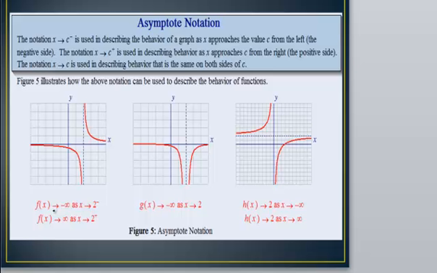So in this one, f of x approaches negative infinity, that means y gets smaller, as x approaches 2 from the left. So as x approaches 2 from the left, y gets smaller. That's what that means. Y gets bigger as x approaches 2 from the right. So x is approaching 2 from the right, y is getting bigger. So that's how you would read the asymptote notation.